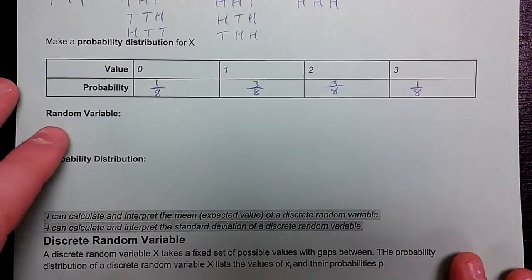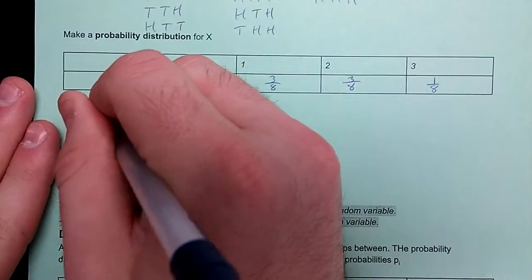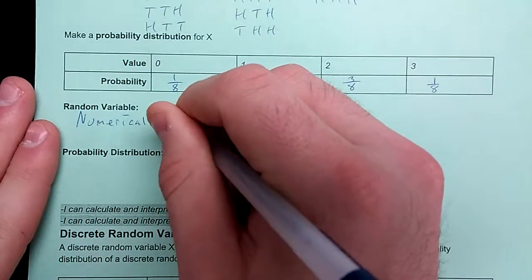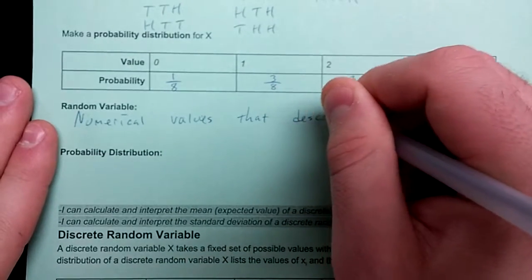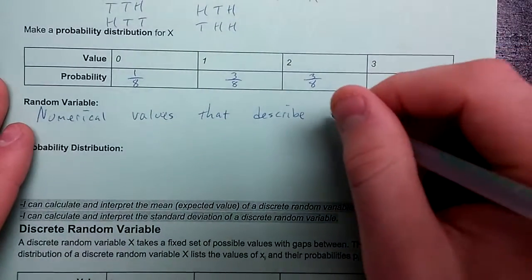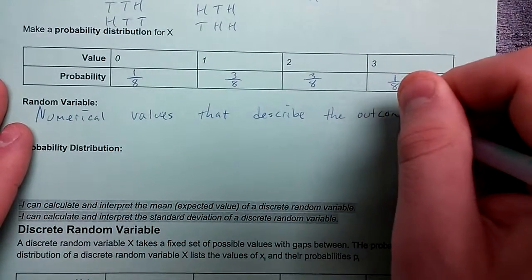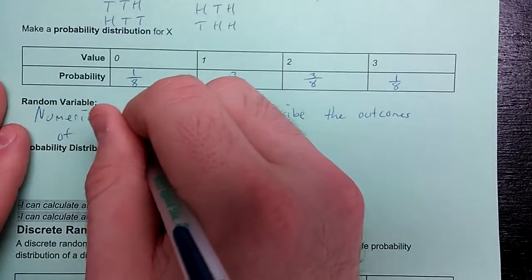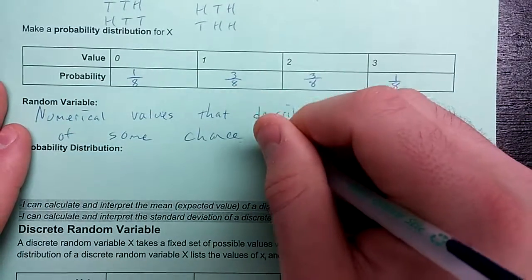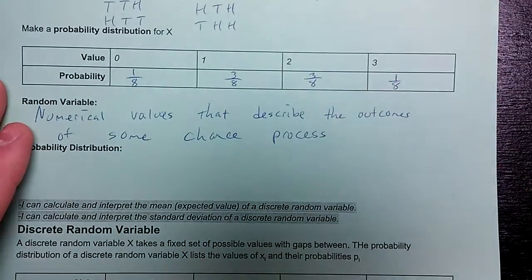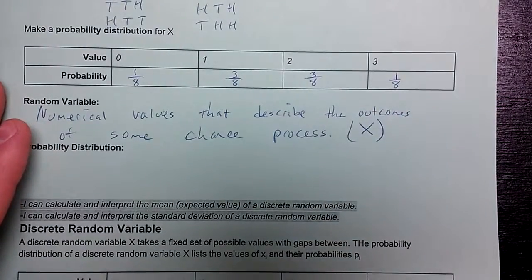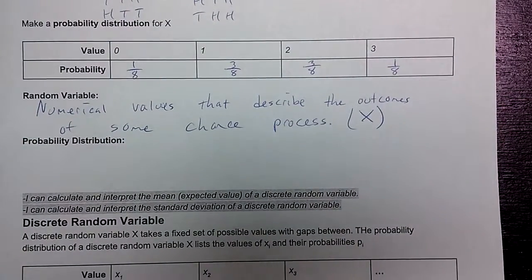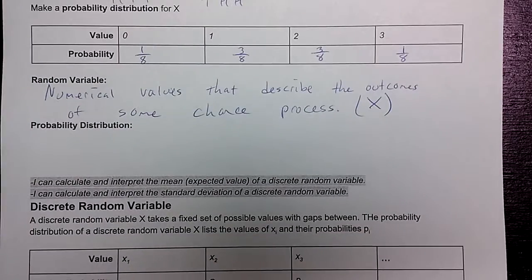All right, so let's define what a random variable is. It's a numerical value or values that describe the outcomes of some chance process. It can be any letter, but we're going to usually choose X, where you make it capitalized. It could be Y, it could be Z, D, T, whatever it is, but either the book will name it, or the test will name it, or you'll have to come up with it on your own.